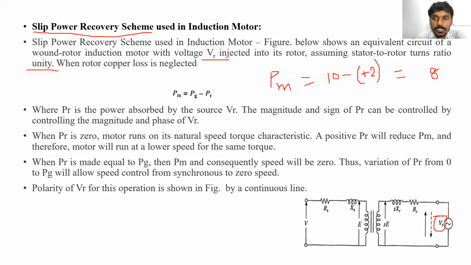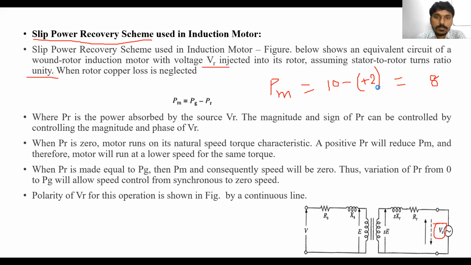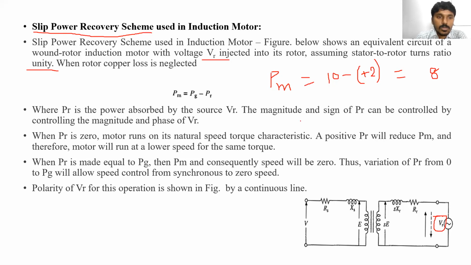When PR is zero, the motor runs on its natural speed characteristics. A positive PR, meaning a positive value of PR, will reduce PM, and therefore the motor will run at a lower speed for the same torque.